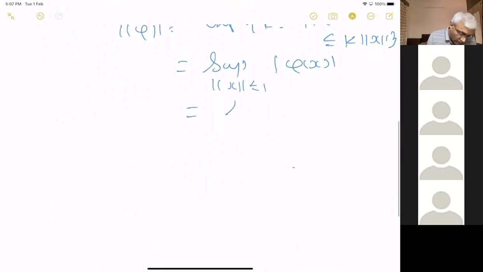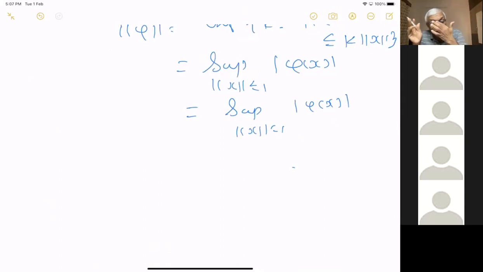And this is also equal to the supremum over norm x equal to 1 of mod of phi x. Okay, so these things you must have seen. Now there is a fundamental question. The basic question is, if you have a Banach space, a normed linear space, how do we know that there actually exists a bounded linear functional on it?